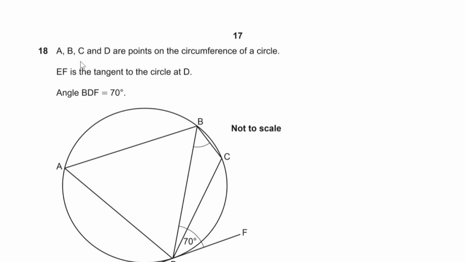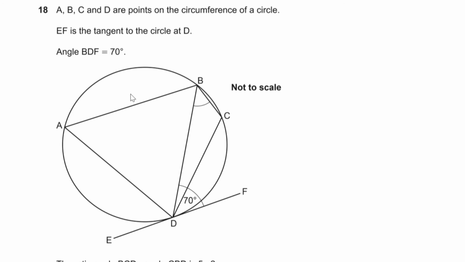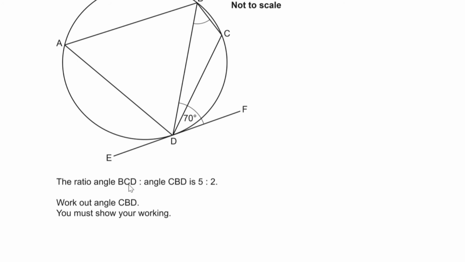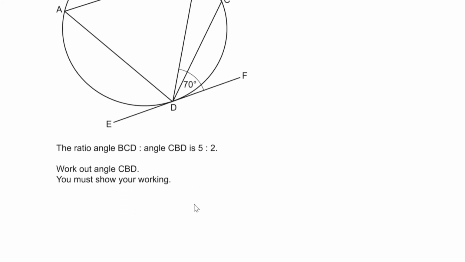Question number 18. A, B, C and D are points on the circumference of a circle. EF is the tangent to the circle at D. The angle BDF is 70 degrees. The ratio of angle BCD to the angle CBD is 5 to 2. We have to work out the size of the angle CBD, showing all of our working.